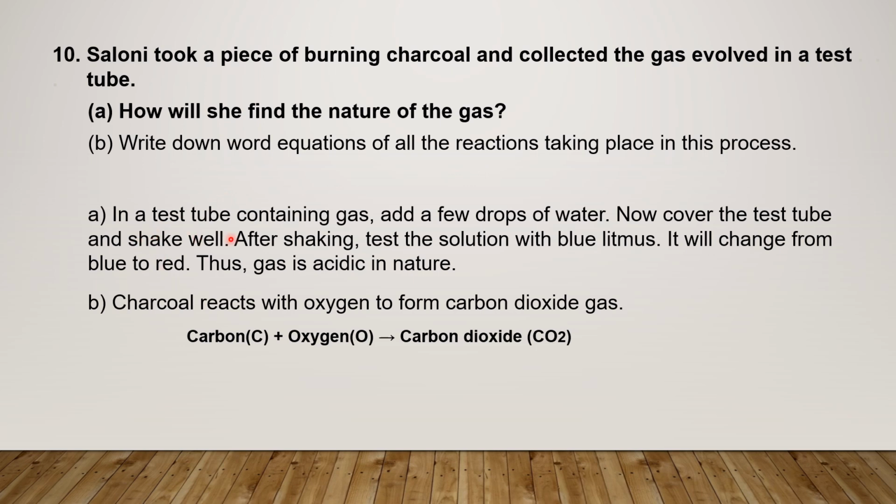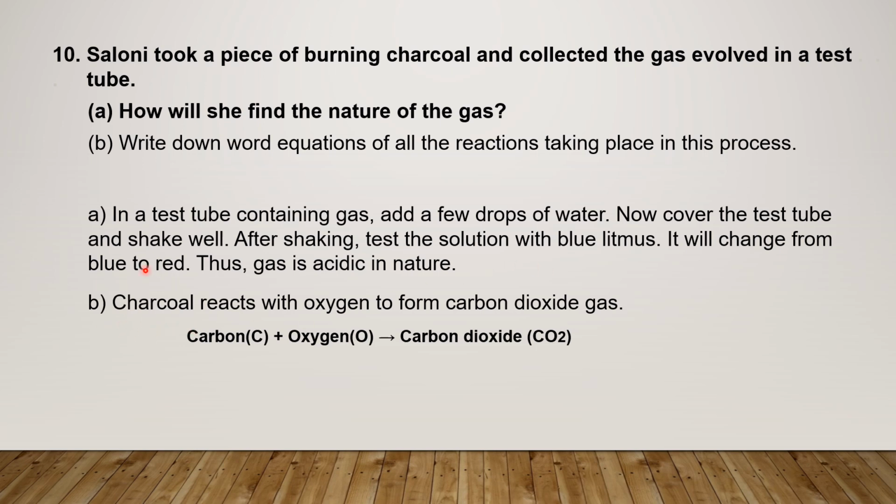The answer: in a test tube containing the gas, she added a few drops of water. Then shake very well. After shaking, test the solution with blue litmus. It will change from blue to red. So blue to red means that gas is acidic in nature. So we add a little water to the gas, cover the test tube and shake well. That gas mixes with the water and forms an acid. That acid we check with the litmus paper and the blue litmus paper turns red. So that means that gas contains an acidic substance, so it is acidic in nature.